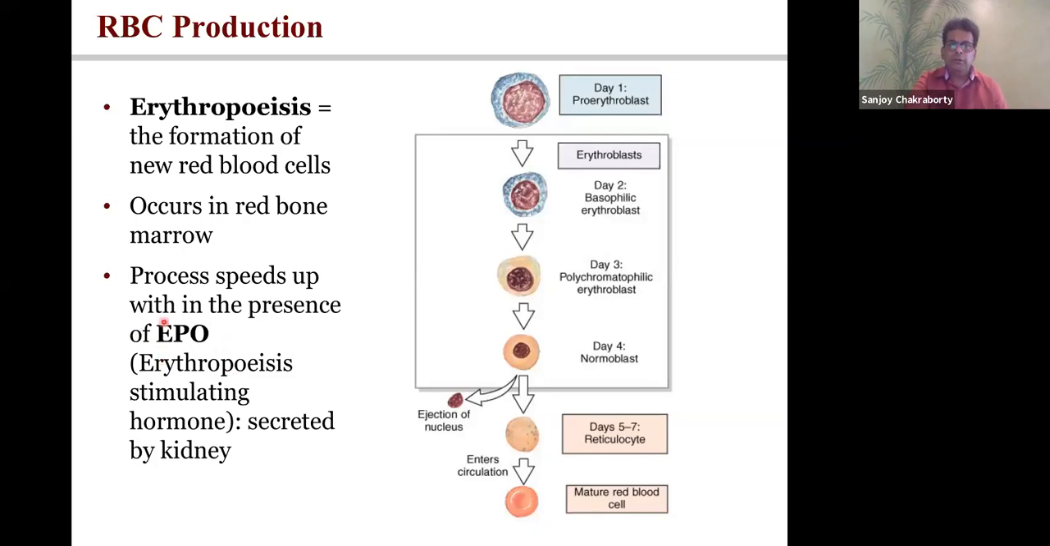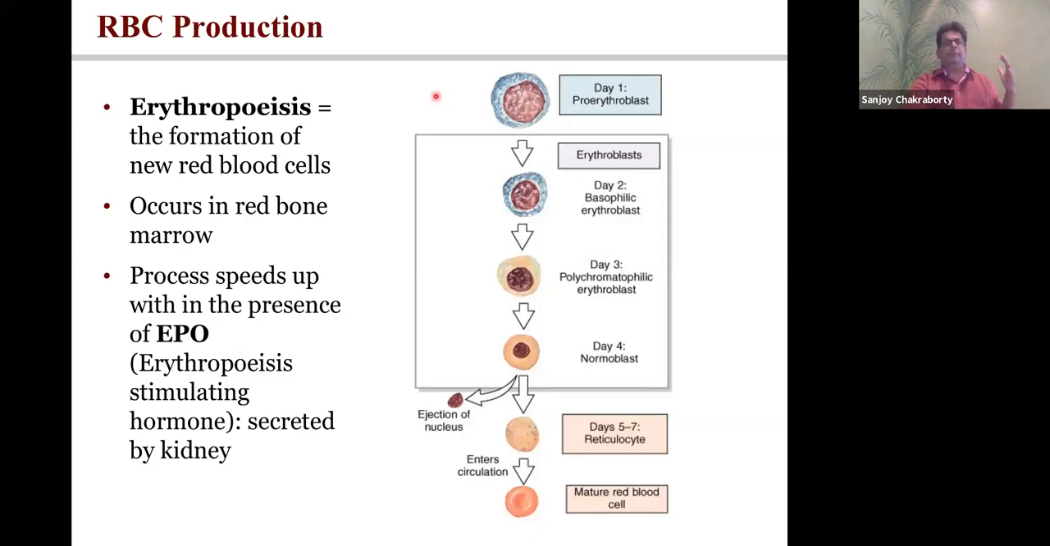That erythropoietin is a hormone produced by the kidney. So in the endocrine system, we learned that the kidney is one of the glands as well, and it secretes hormones. One of the hormones is called erythropoietin, in short EPO, which regulates erythropoiesis, the production of the red blood cell.